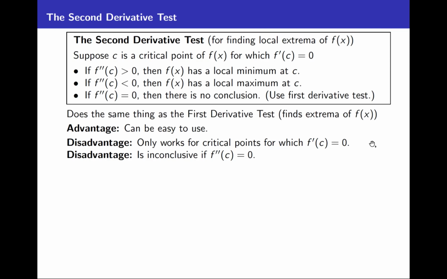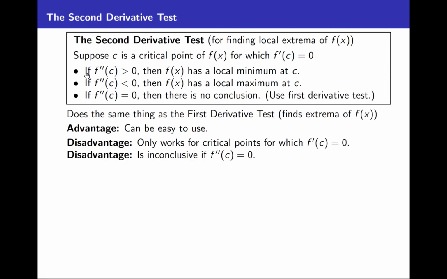And the second drawback of the second derivative test is that it can be inconclusive if ever f double prime of c is equal to 0. Let me say a few words about how it could be inconclusive.